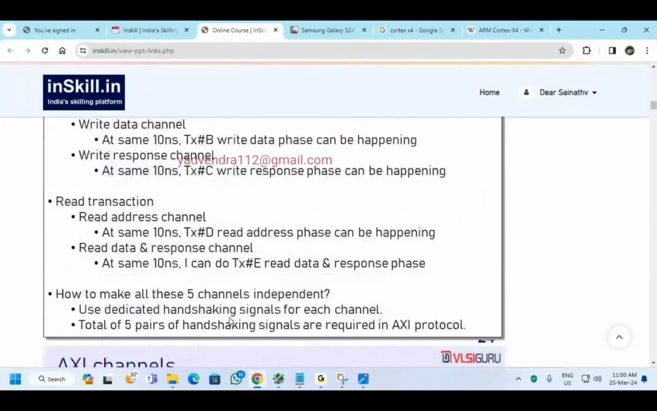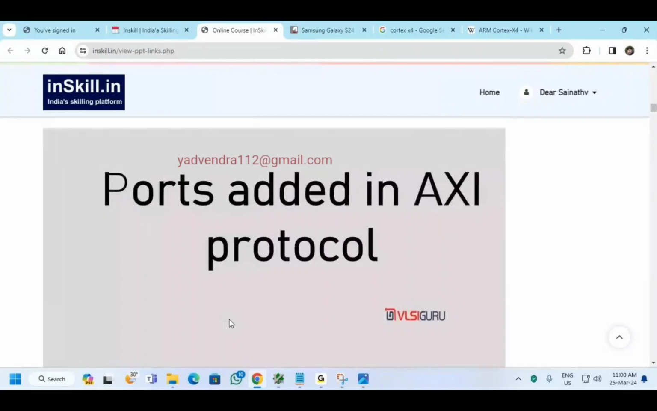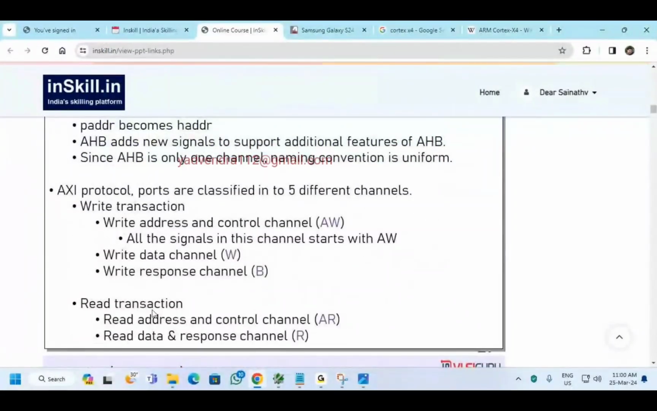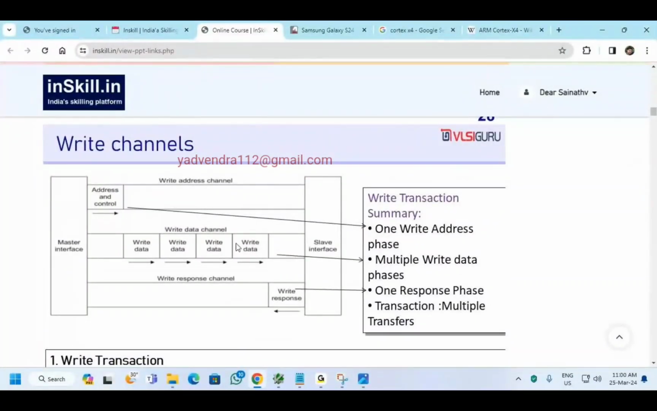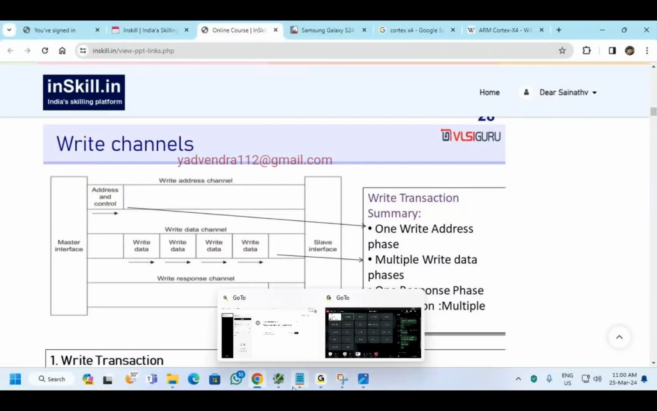Ports added in AXI, I just discussed. Okay, fine. AXI channels, ports, channel, we have just discussed right now. Just discussed the WBRR. Okay. So let's understand these two things. After understanding this, we can get an answer for this question.